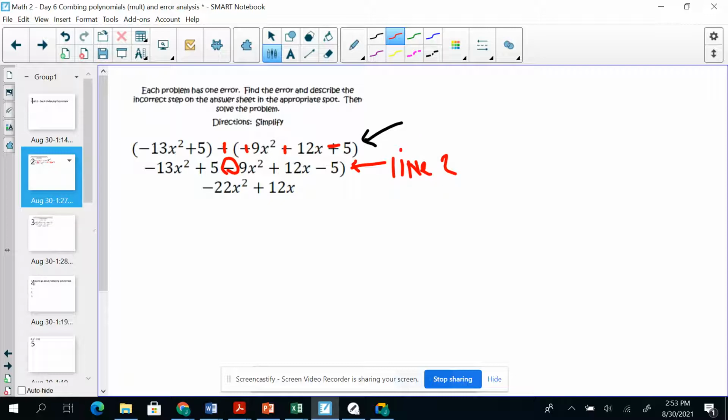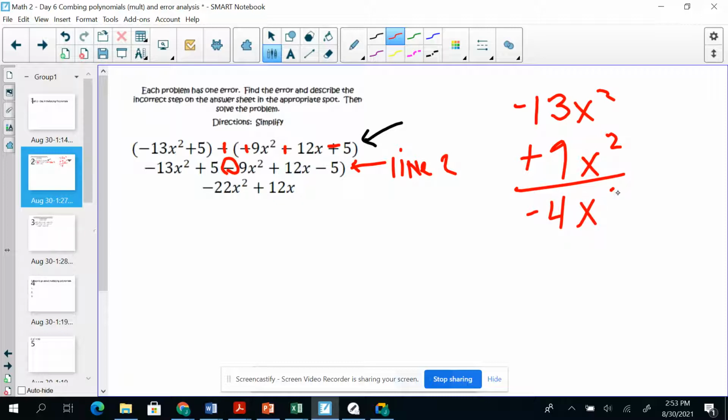And then to fix it, obviously we know that's a positive 9x squared. So negative 13x squared, its like term is going to be the 9, and that's going to be a positive 9x squared. And we combine those. If you're at negative 13 and add 9 to it, you're going to still be in the negatives at 4. So negative 4x squared is going to be the combination of those two. So negative 4x squared, because that's our highest exponent, is going to go in the front to keep it in standard form. So it's going to go all the way in descending order for your exponents.